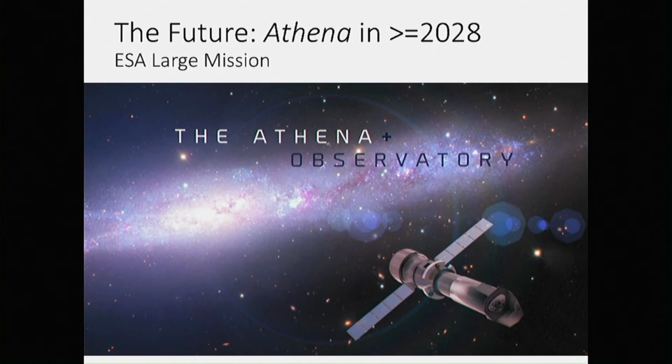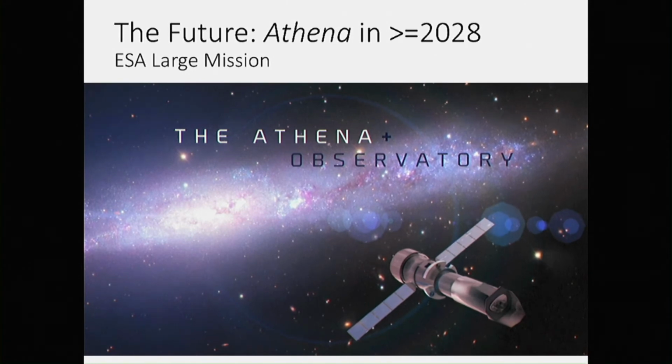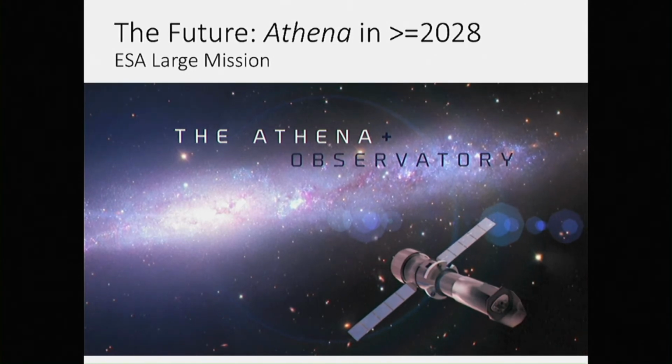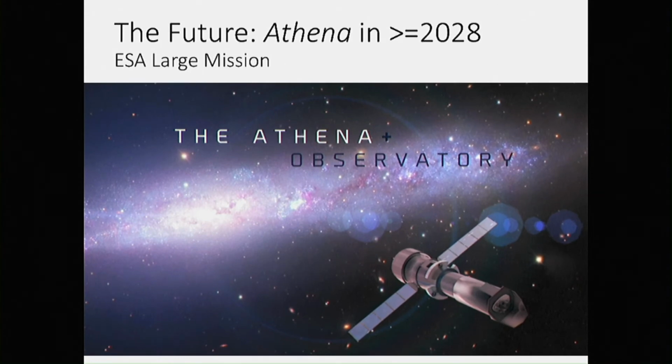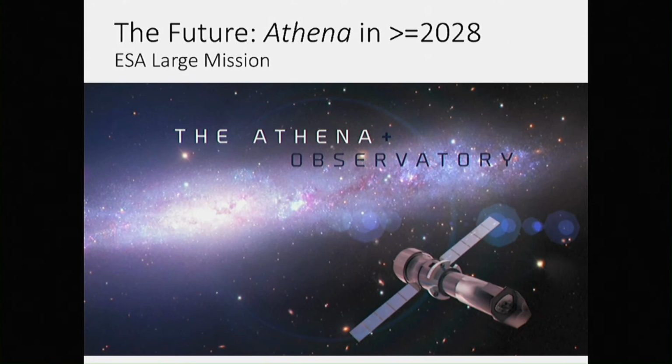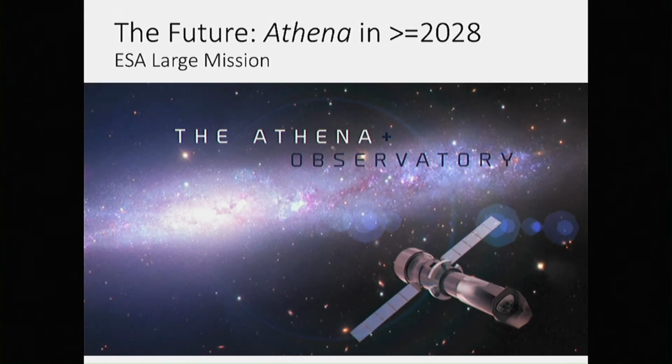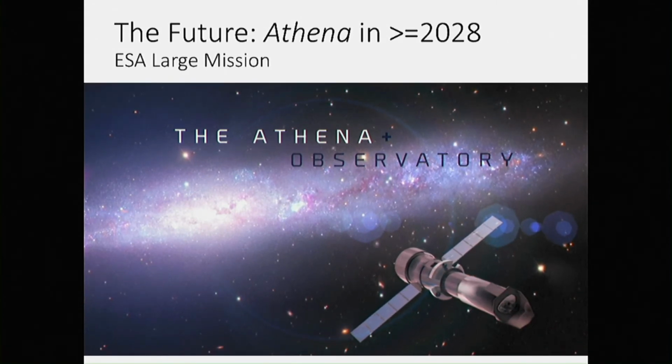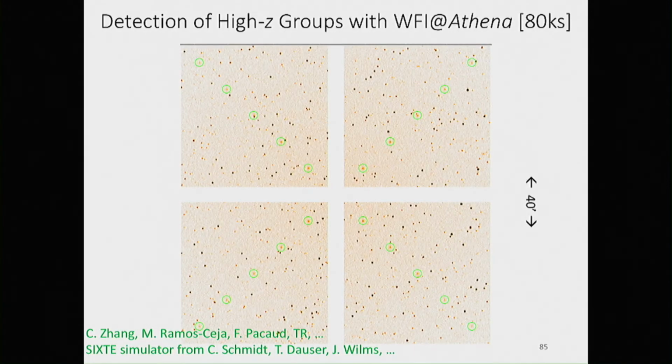Good. The last part, before concluding, is Athena. Athena is the next large ESA space mission after the next Jupiter mission, which is JUICE, and before the next gravitational wave mission, which is LISA. It'll do observations, let's say, in the early 2030s or so. That has become somewhat unrealistic, unfortunately, that launch date. So galaxy clusters are one important aspect of the key science of Athena.